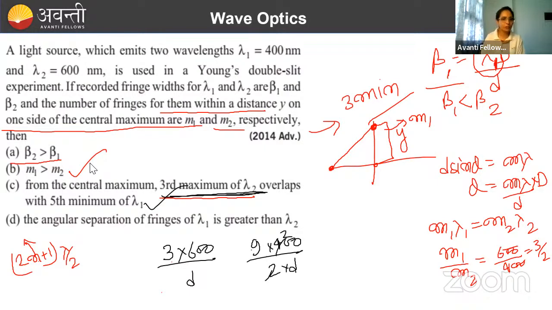Now, the angular separation of fringes of lambda 1 is greater than lambda 2. Angular separation means lambda by d. So lambda by d will be greater for whom? Whose wavelength is greater, their angular separation will also be greater. So is the angular separation of fringes of lambda 1 greater? No, because lambda 1 is less than lambda 2 here. So this is wrong. The correct answer is ABC. I hope it is done.